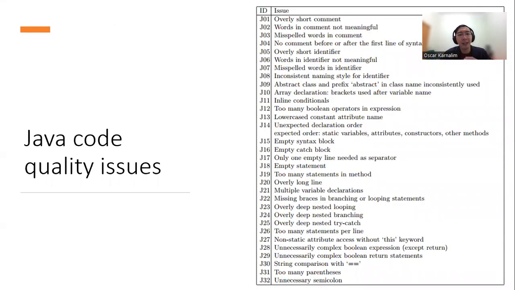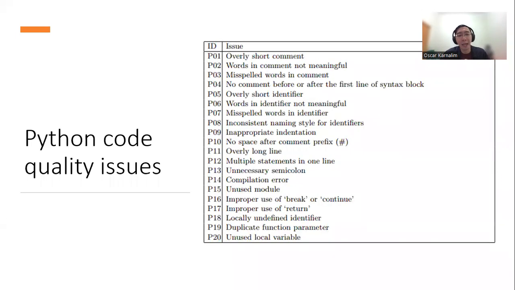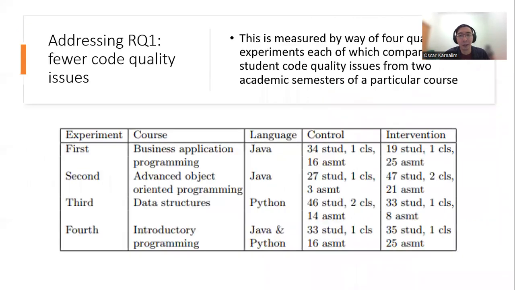So these are Java code quality issues that are covered. There are 32, and you can read the detail in the paper. And these are Python code quality issues. There are 20 of them.